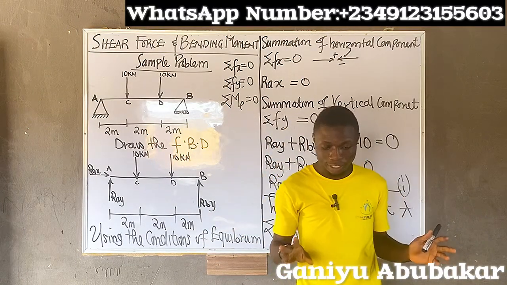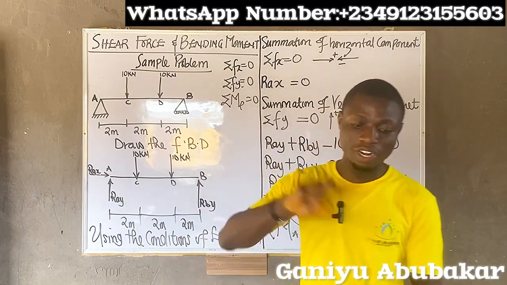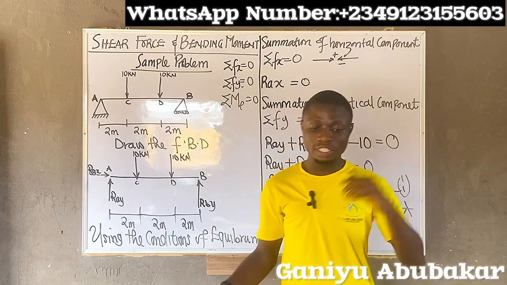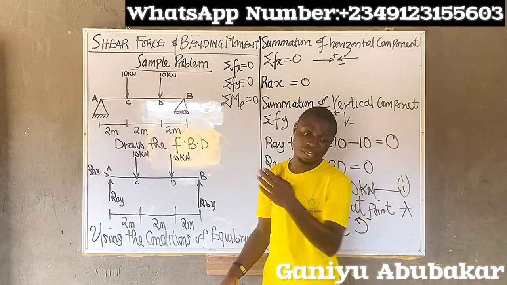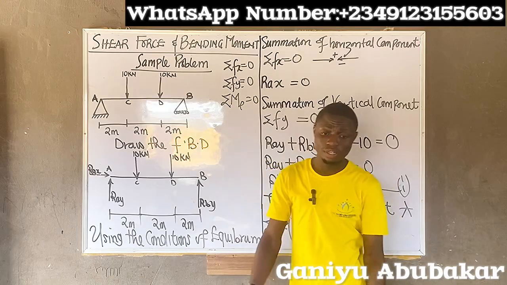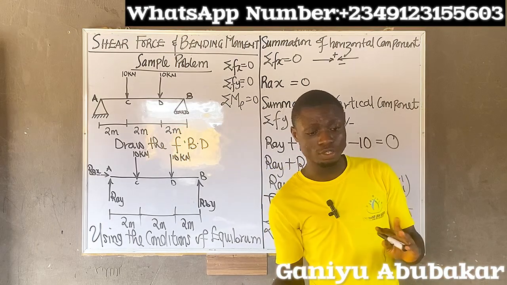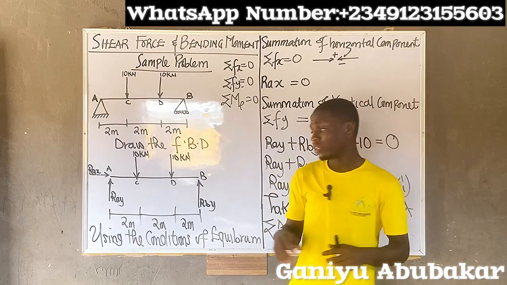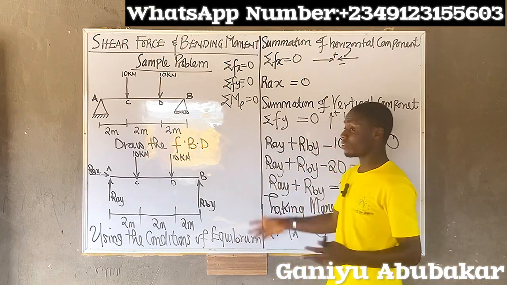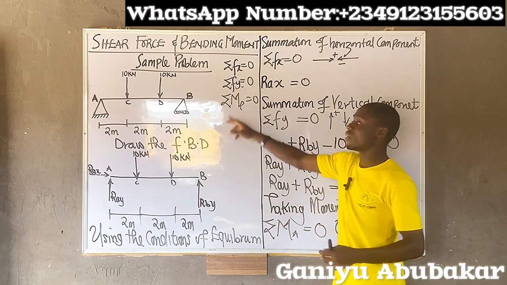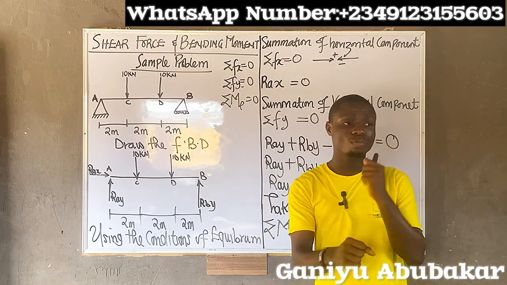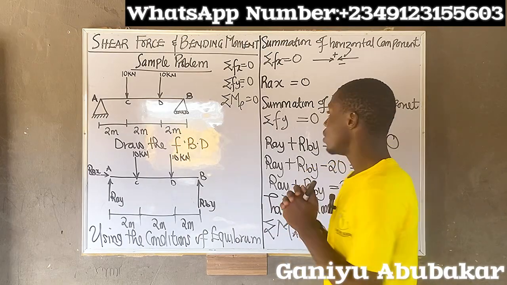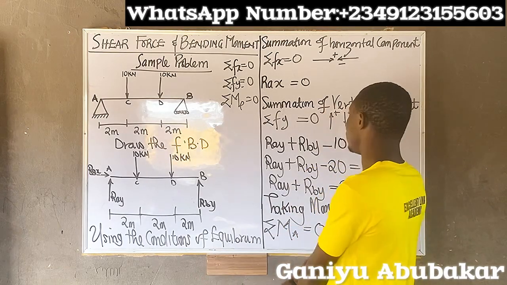Just understand the concept. Any diagram given, get the reactions. From the reactions, get RAX, RAY, and then RBY. But to get those values, you need to apply the conditions of equilibrium, which are three: sum of Fx, sum of Fy, and moment. So let's work on moment.